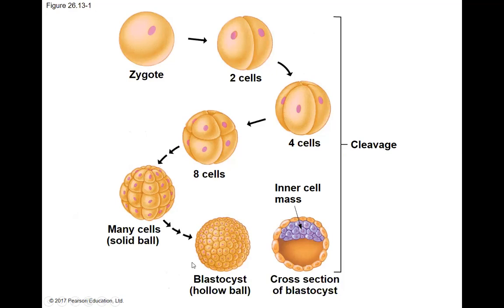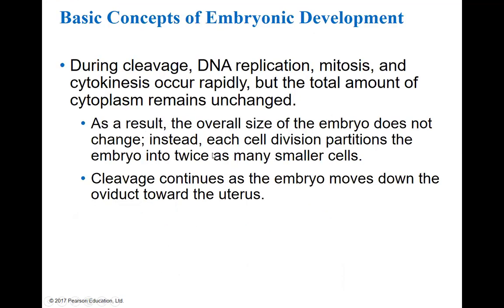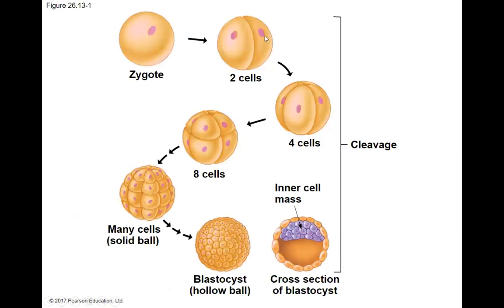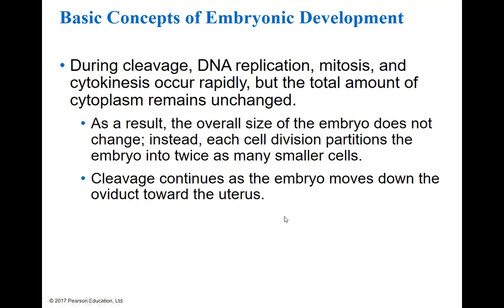Okay, so this means that each cell division partitions the embryo into twice as many smaller cells. So the size of the cell decreases, and you can see that very clearly over here. You have 2 cells, then 4 cells, 8, and so on and so forth. But the size of the cell is much, much smaller in the blastocyst compared to the 2-cell stage or the 4-cell stage, etc. The cleavage continues as the embryo moves down the oviduct towards the uterus.